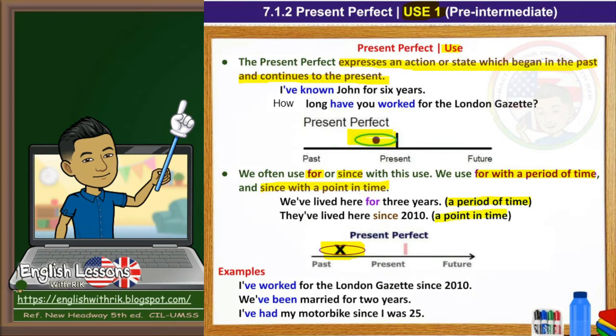Here are some more examples. I've worked for the London Gazette since 2010. We've been married for 2 years. I've had my motorbike since I was 25.